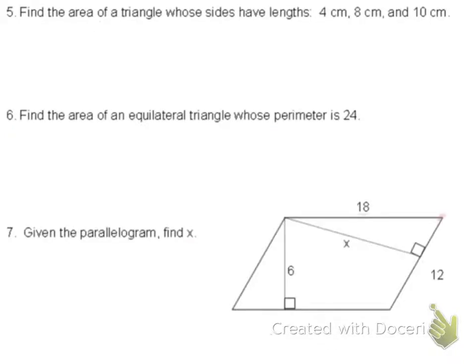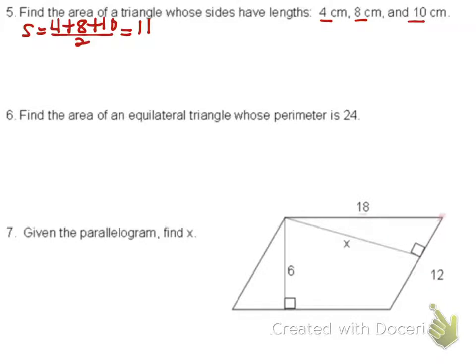Number 5, find the area of a triangle whose sides have lengths of 4, 8, and 10. Okay, so remember, if you're given the 3 sides of a triangle, that tells you you're going to use Heron's formula. So for that, I need to find what S is first. So I'm going to take 4 plus 8 plus 10, and I divide it by 2. And that's going to get me S, okay, which is 11 if you do all of that.